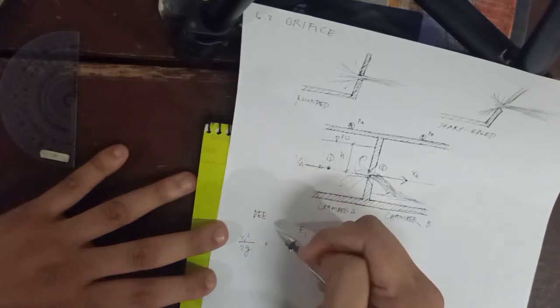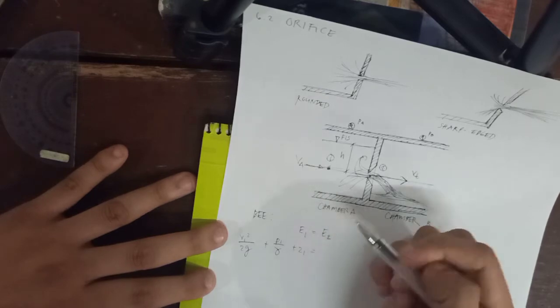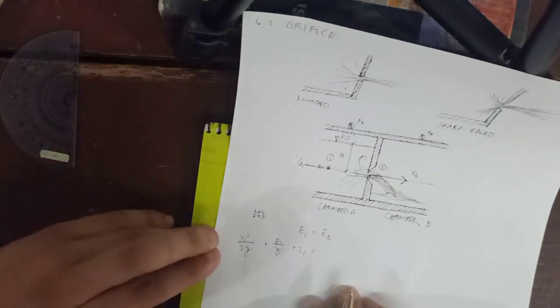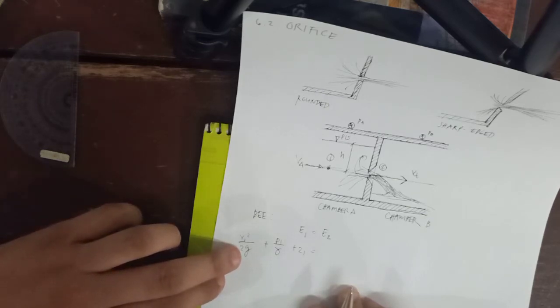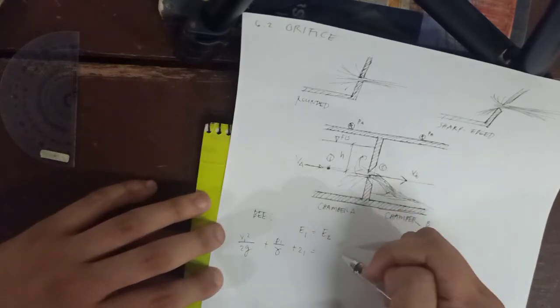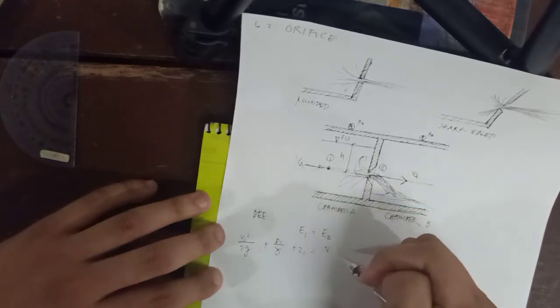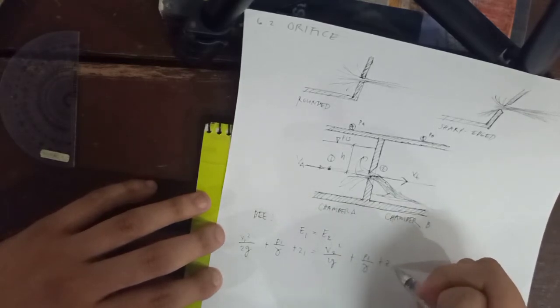plus P sub 1 over gamma plus the elevation. Velocity, energy, pressure, elevation: pressure head, velocity head, and elevation head. So V sub 2 squared over 2g plus P sub 2 over gamma plus Z sub 2.